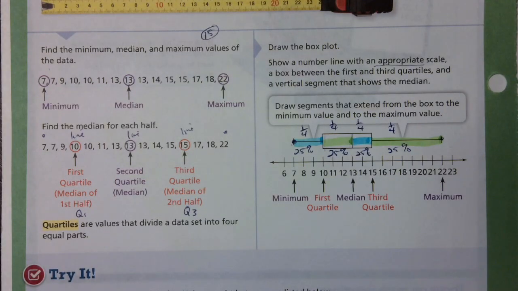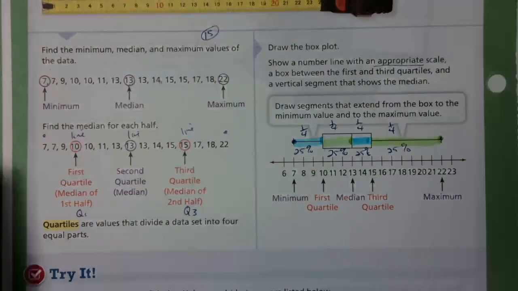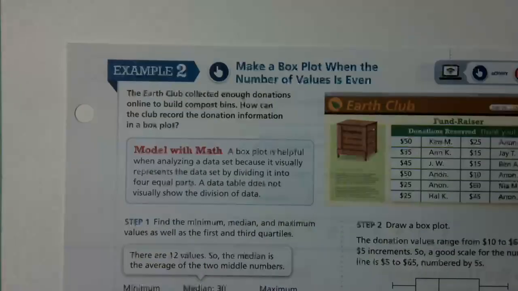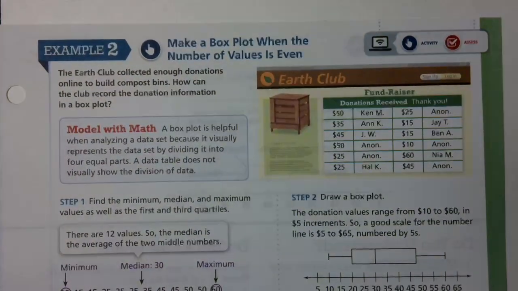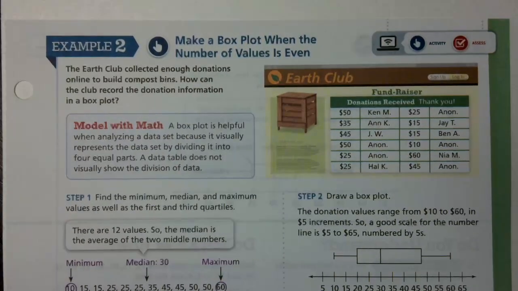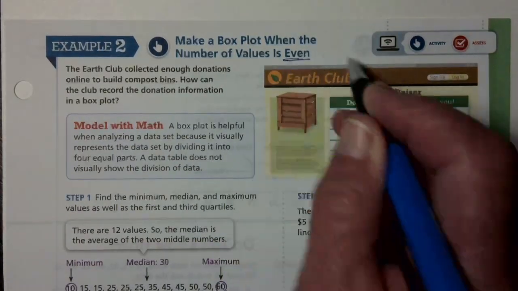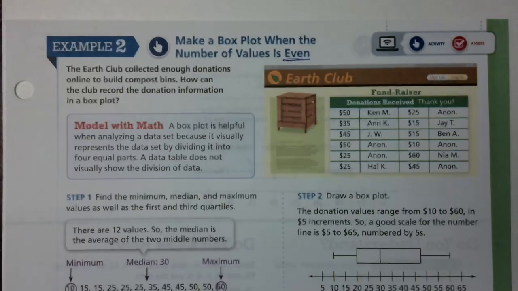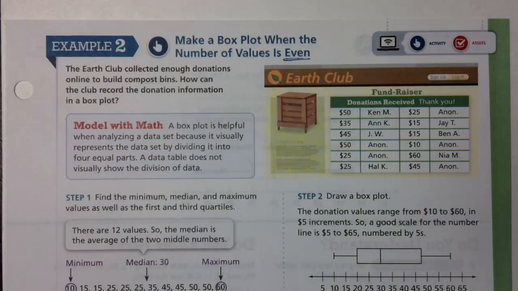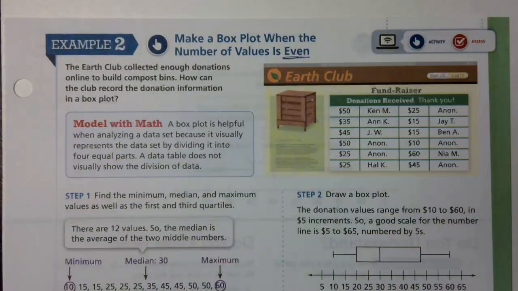Okay? We're going to skip that try it because we've already done the 5 finger statistics. So go to example number 2. Making a box plot when the number of values is an even number. Now on that last one we had an odd number. It was 15. So let me show you. Pay attention what to do when it's an even amount of data numbers.